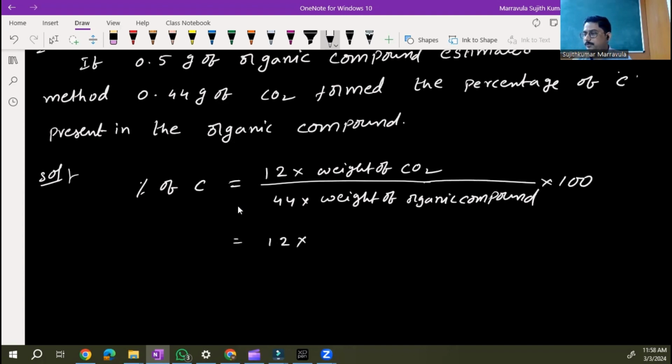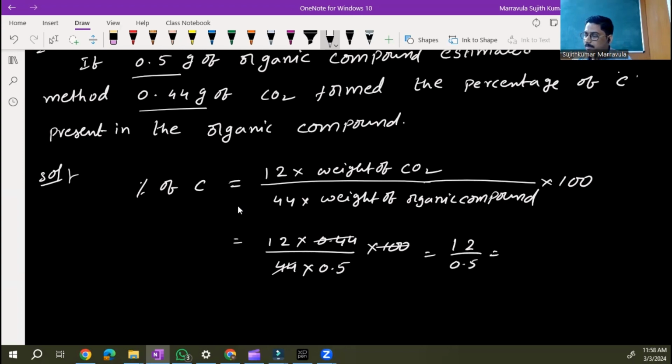You can apply 12 into the weight of CO2, given 0.44, divided by 44 into the weight of organic compound, which is 0.5, into 100. The 0.44 and 44 we can cancel, because both will come. So 12 divided by 0.5, we can take into 10 by 10, so 120 by 5. 5 to 10, 5 4 20. That is 24% of carbon present in that organic compound. Okay, simple. It's a very simple manner to find this out.